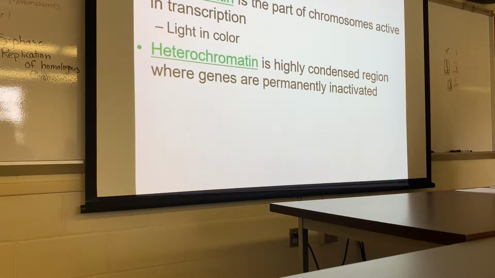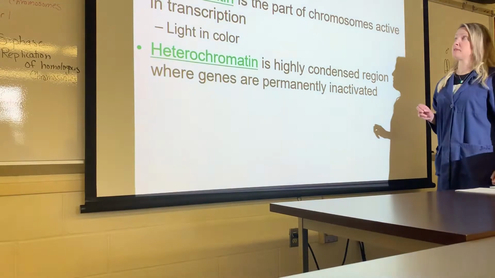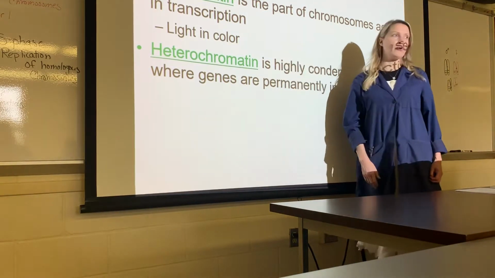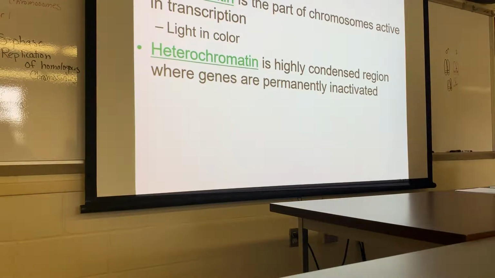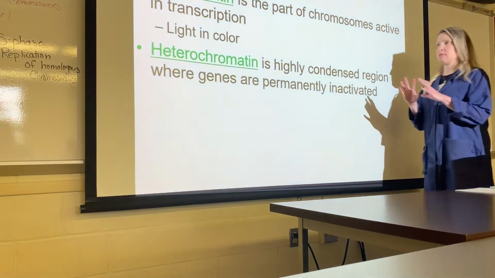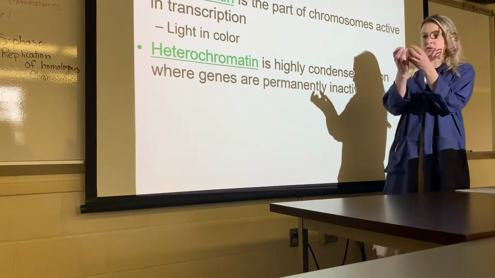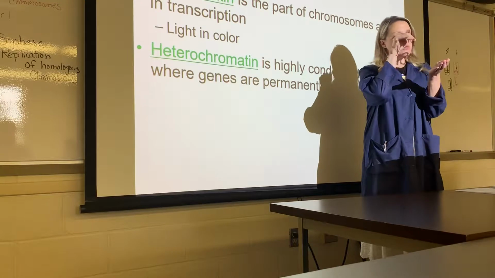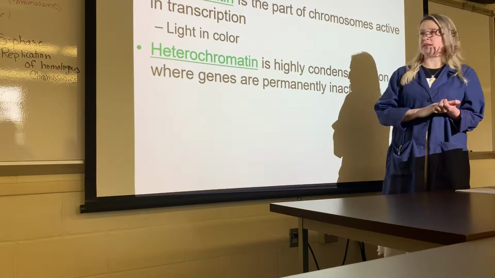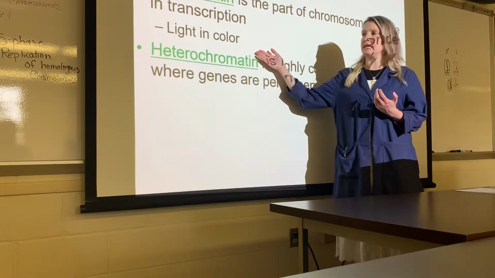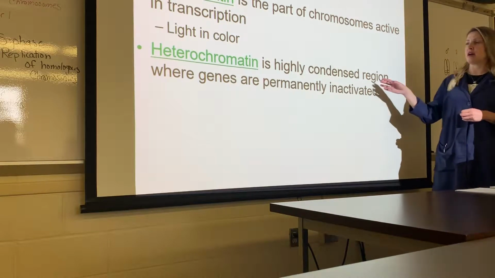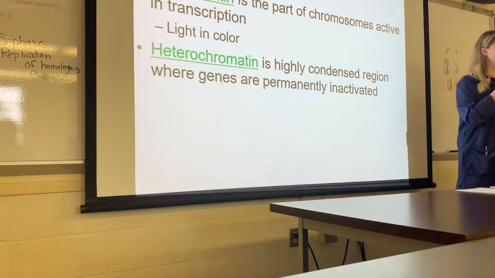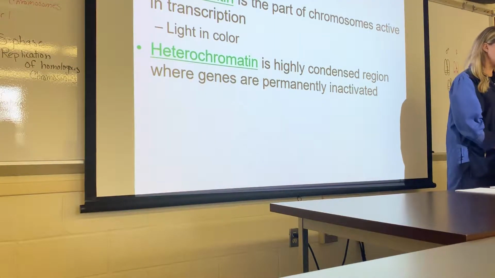All right, so there are 2 forms of chromatin: euchromatin and heterochromatin. Euchromatin is the part of the chromosome that's actually active in transcription. So it is going to be a little bit less coiled so that we can get to the gene inside. So this is going to be light in color. It's not as dense. Heterochromatin is highly condensed, in which the genes are hidden and you can't access them.